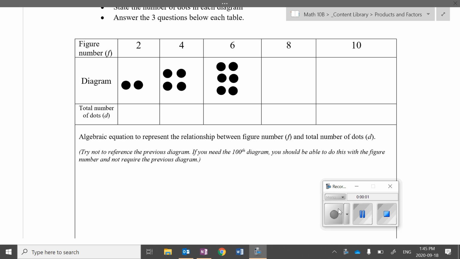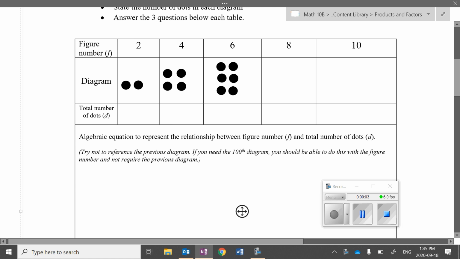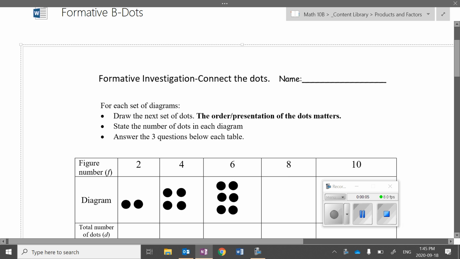So next week when we do the summative investigation, I think I have like 6 or 7 dot patterns I'm going to give you. To get a level 8, you only need 4. I'm giving you extra patterns in case sometimes you look at one and think, I can't figure this one out, but you can figure out others.